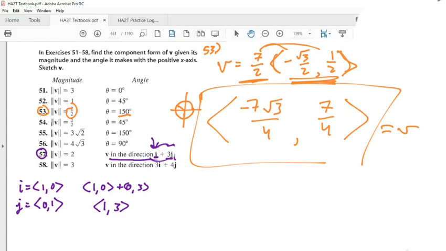Okay, so we're going in this direction. The vector has that length. So let's check it out here. 1 and then 3 is way up here. So we're going to say that our vector looks like this. I'm going to draw it vector style.